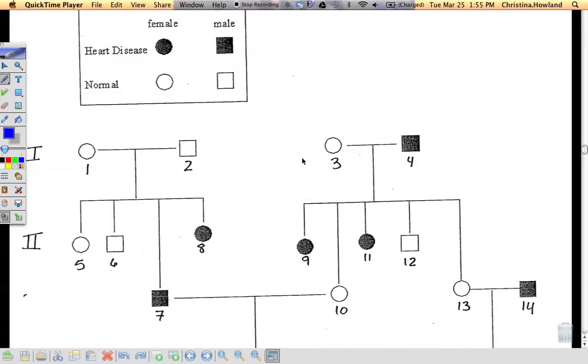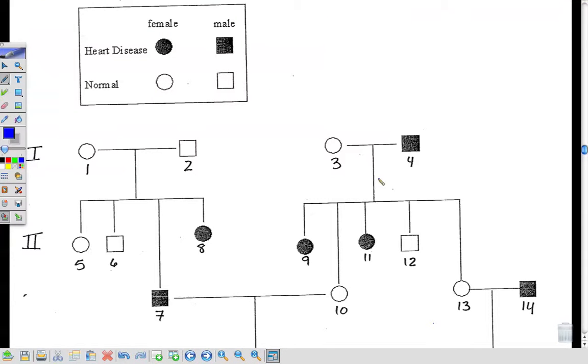Okay, so just as a reminder, you should already have tried this page on your own, and so now we're going to go over it together. So this one is talking about heart disease, and we know that heart disease is recessive, so it's going to carry the lowercase allele, and we know that because the individuals are filled in. And so normal would carry the dominant allele.